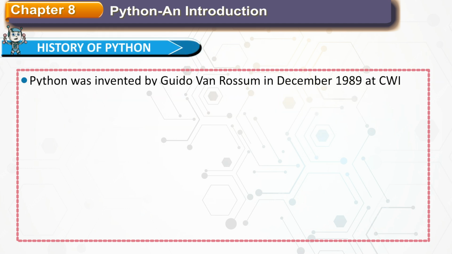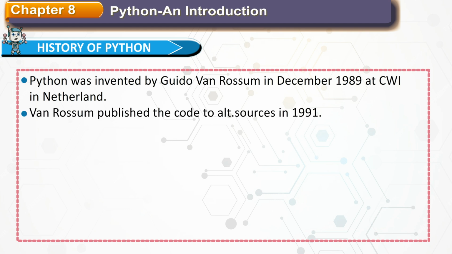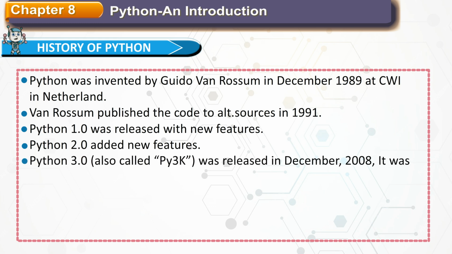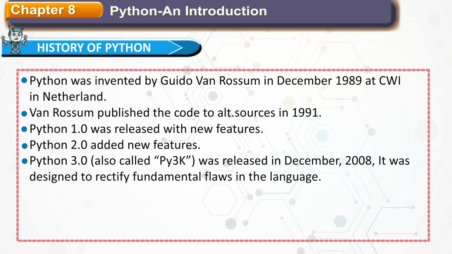History of Python. Python was invented by Guido van Rossum in December 1989 at CWI in Netherlands. Van Rossum published the code to alt.sources in 1991. Python 1.0 was released with new features. Python 2.0 added new features. Python 3.0, also called Py3K, was released in December 2008. It was designed to rectify fundamental flaws in the language.